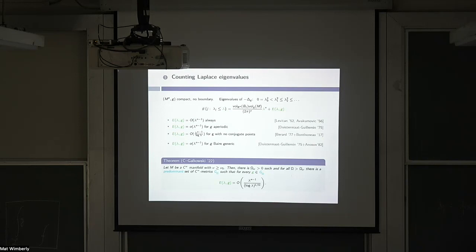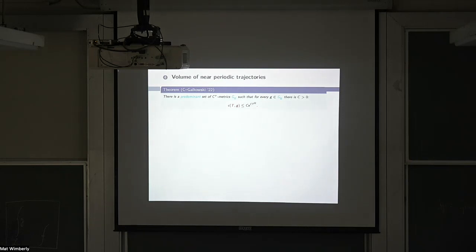Okay, so in the next slide, what I'm gonna do is I'm gonna relate the two results for you. I'm gonna explain how counting Laplace eigenvalues is actually related to counting the number of closed geodesics up to some length. So this was the result that I showed you 2 slides ago, that we can find a predominant set of metrics such that there is a stretch exponential bound on the number of closed loops of length up to t. And what this result actually relies on is improving the following.